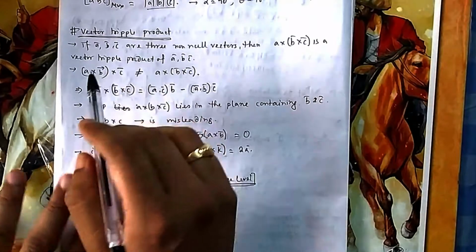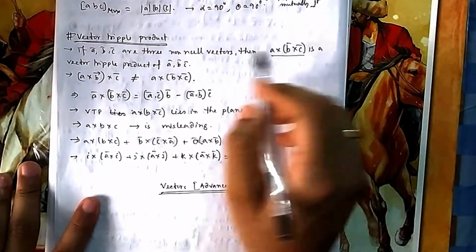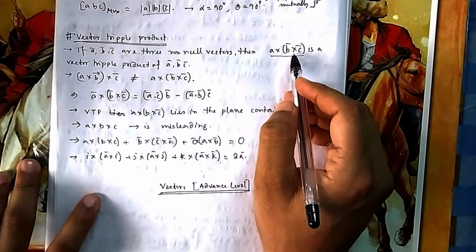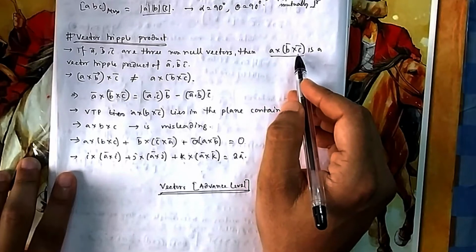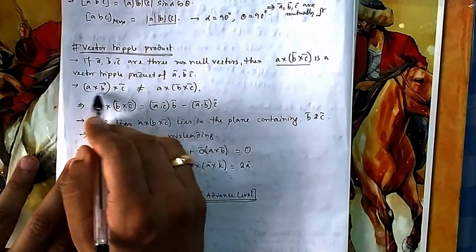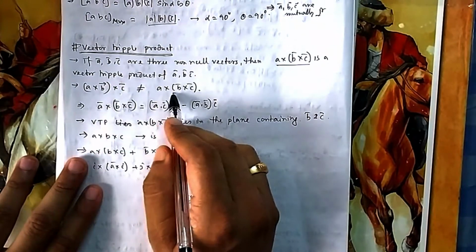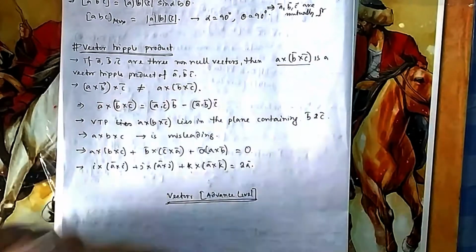What is vector triple product? If A, B, C are 3 non-null vectors, then A cross (B cross C) is a vector triple product. Here you have to be careful which cross you are doing earlier, because it can also be (A cross B) cross C, so both will not be the same. So A cross (B cross C) is not equal to (A cross B) cross C. Here the order matters, in which order you are doing the cross products.